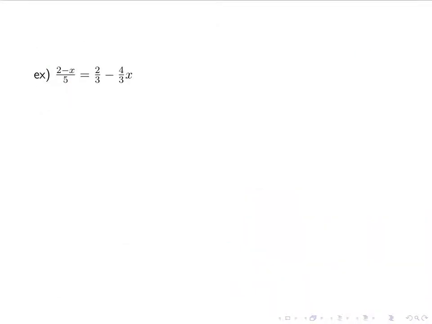So let's try another one. 2 minus x over 5 equals 2/3 minus 4/3 x. The LCD between 3 and 5 is 15. So I'm going to multiply every term by 15. So don't forget that 2 minus x over 5 is one term, so I multiply it by 15. 2/3 gets multiplied by 15, negative 4/3 x gets multiplied by 15.